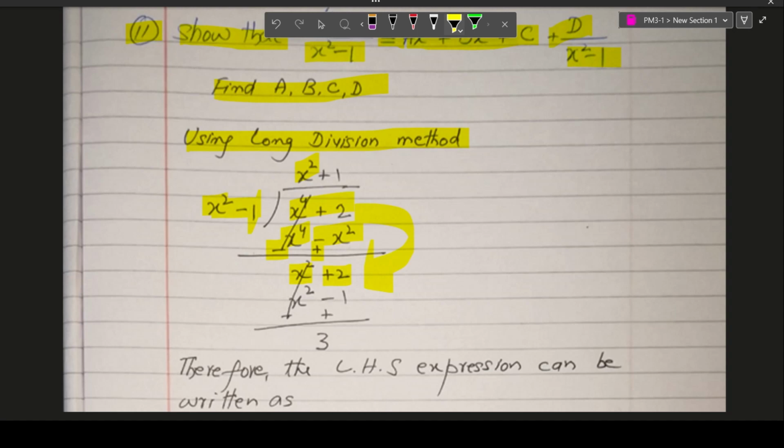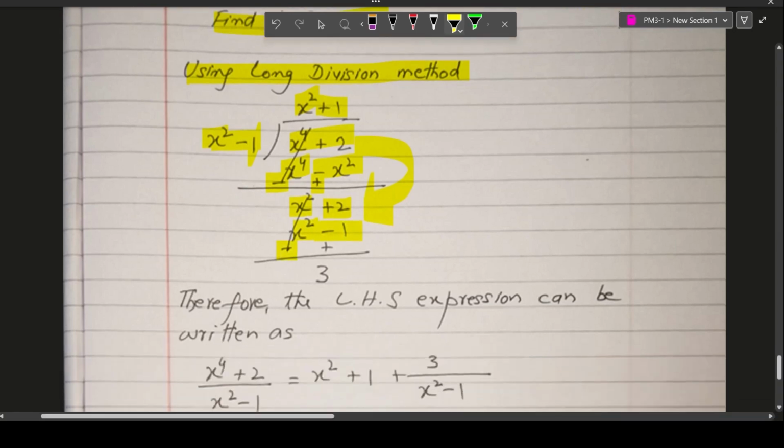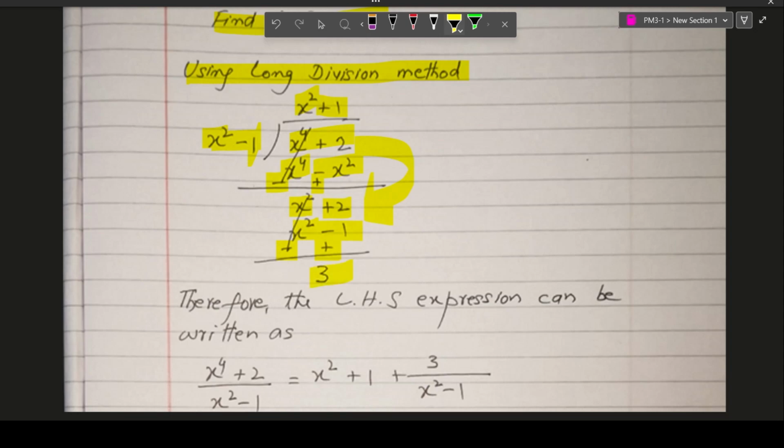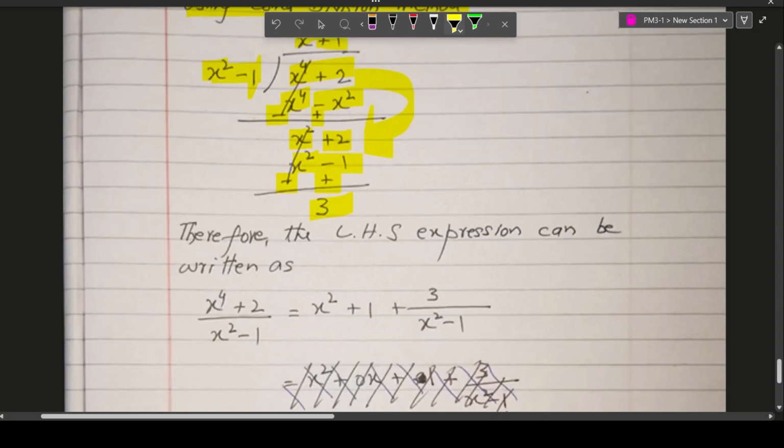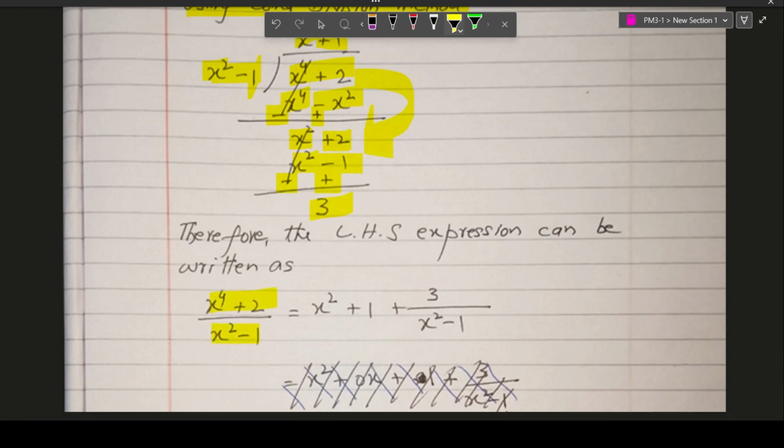So now we need to multiply x square with plus 1 so that we can get x square. 1 times minus 1 is minus 1. Let's change the sign to minus and plus. x square plus will be cancelled with minus x square. 2 plus 1 will give us 3. Now the left hand side expression can be written as: x to the power 4 plus 2 divided by x square minus 1 is equal to x square plus 1 plus 3 by x square minus 1.